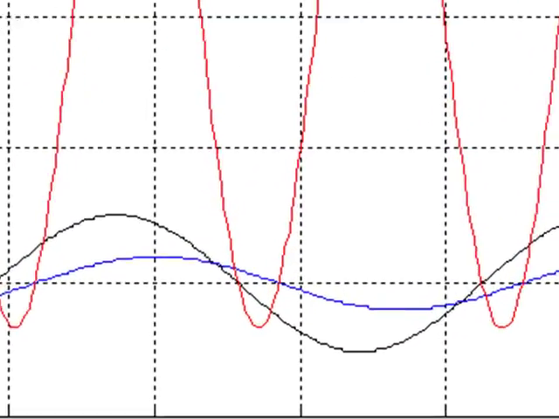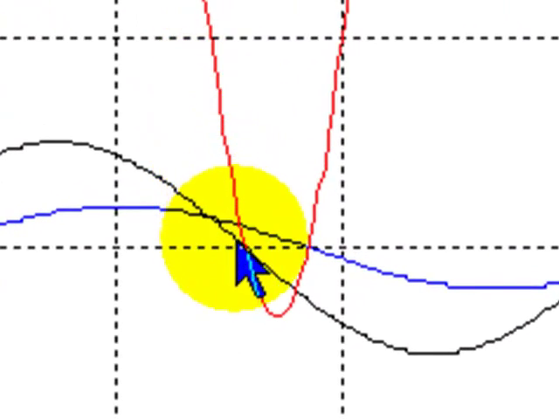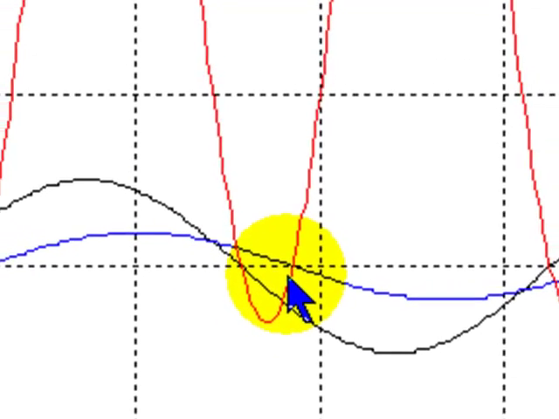The element is absorbing positive power. And between this point and that point, the power is negative. The absorbed power is negative. So we say between this point and that point, the element is actually delivering power.